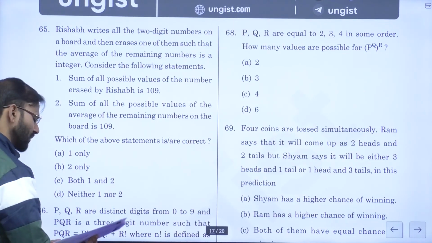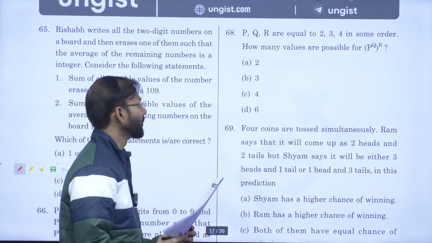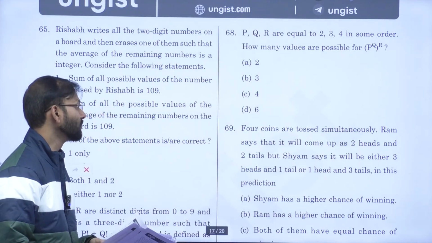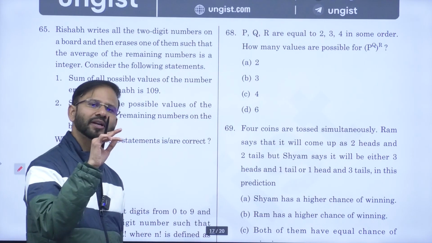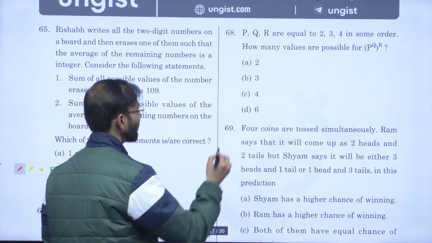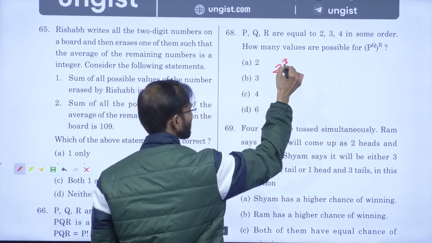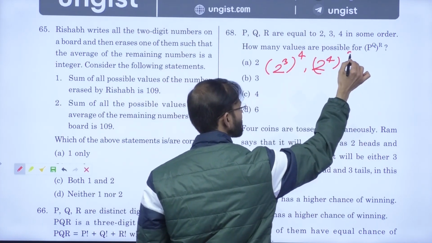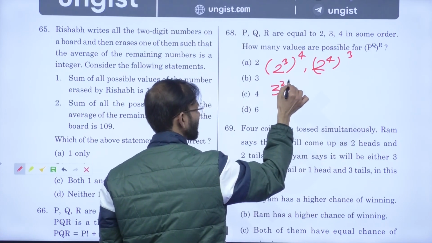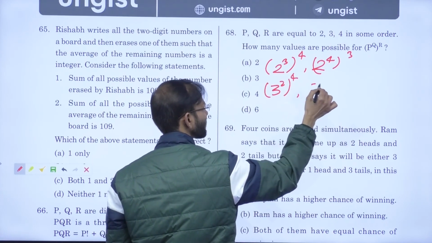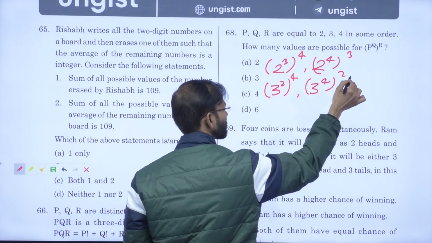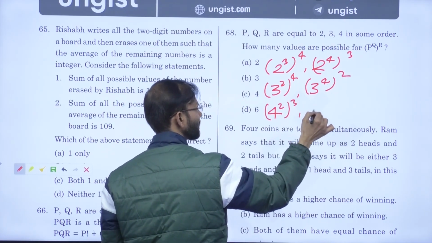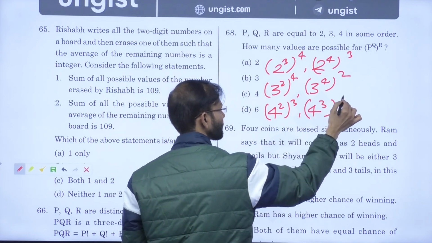68, guys, 68 is a simple question. The question is saying P, Q, R are equal to 2, 3, 4 in some order. How many values are possible of P raised to the power Q, the whole raised to the power R? So guys, this is 2 raised to the power 3 raised to the power 4, number 1; 2 raised to the power 4 raised to the power 3, number 2; 3 raised to the power 2 raised to the power 4, and 3 raised to the power 4 raised to the power 2. And then 4 square cube and 4 cube to the square.